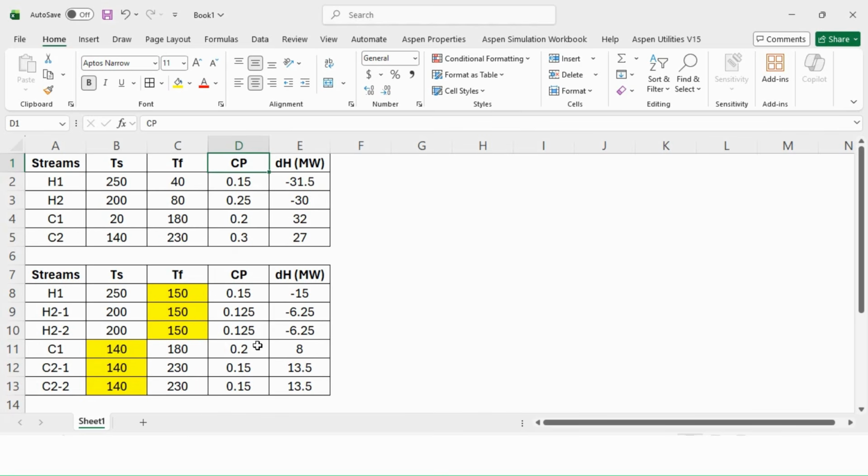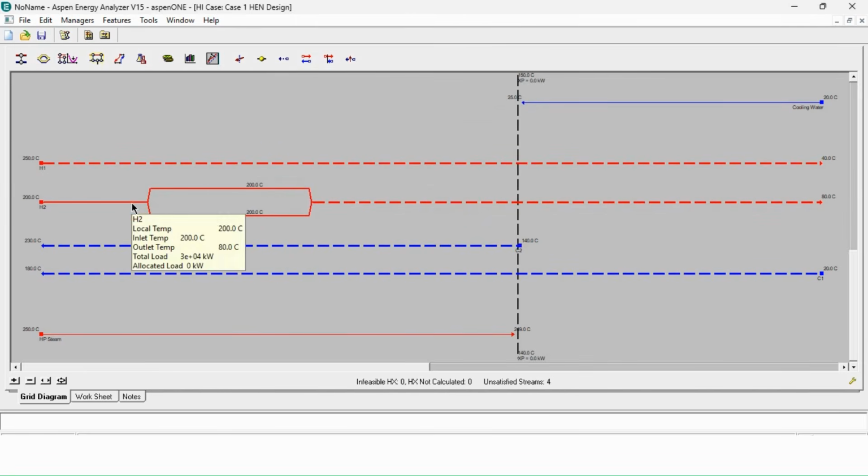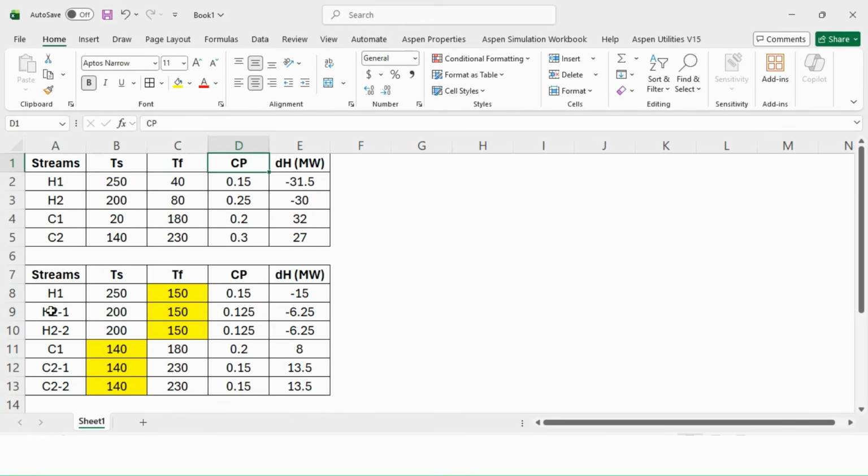Now we will go back to Aspen Energy Analyzer and apply this add split on our streams, which are H2 and C2. Now it's better to make a connection between these streams, so we will click on add heat exchanger. Now if we go back to Excel, this H21 has a heat transfer requirement of 6.25 megawatt, while C21 can take up to 13.5 megawatt.